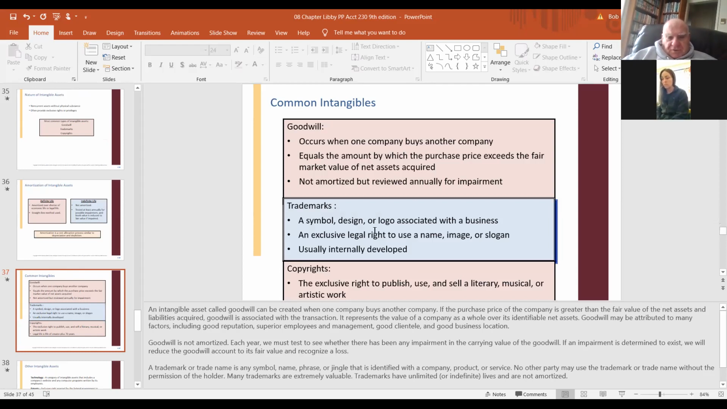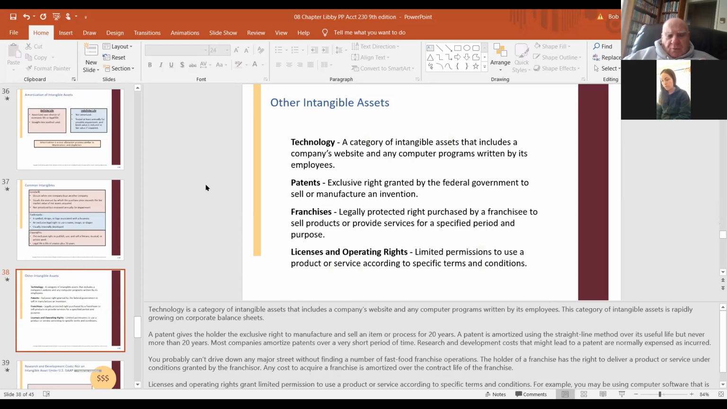Trademarks, the McDonald's logo, copyright. You wrote a bestseller just now. Only you can benefit from that. You've got the copyright on that. And they're showing you some others. Patents is the one we're going to talk about more.